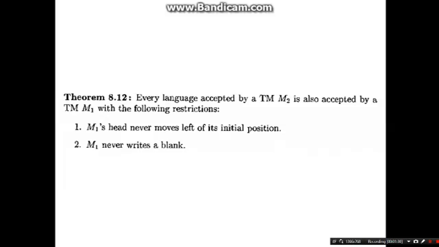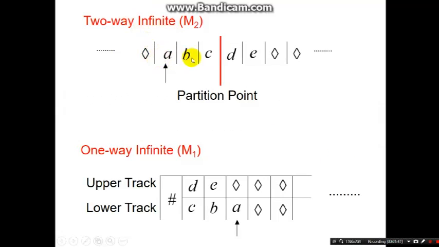So the first restriction is M sub 1's head never moves left of its initial position. So here, as you can see, the cell here is the initial position or the partition point where it is divided. So you can see that it can't go left anymore because this is the limit already.